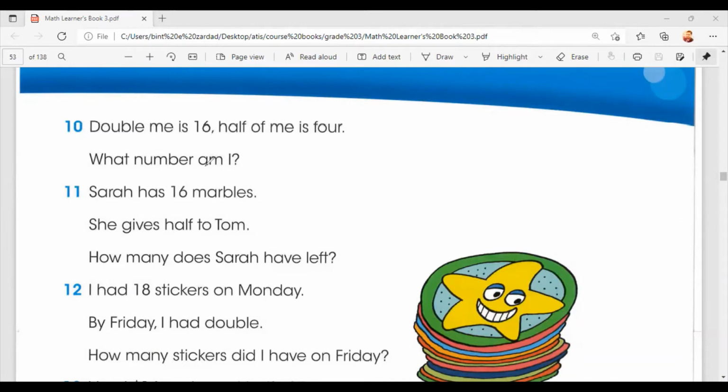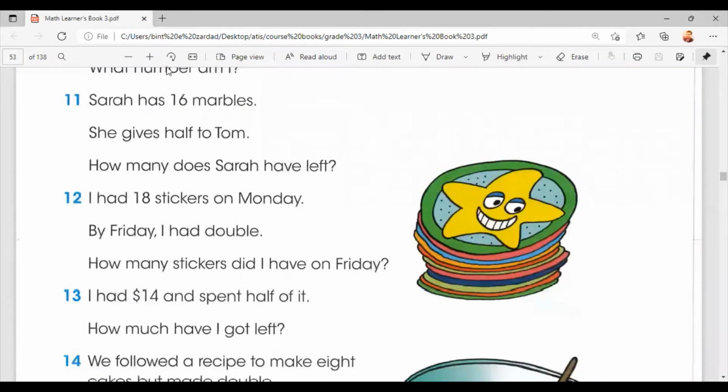Sarah has 16 marbles. She gave half to Tom. How many does Sarah have left? In the last line, the word left means we need to minus. Okay, simple step. Sarah has 16 marbles. She gives half to Tom.